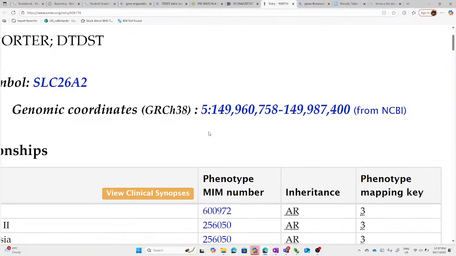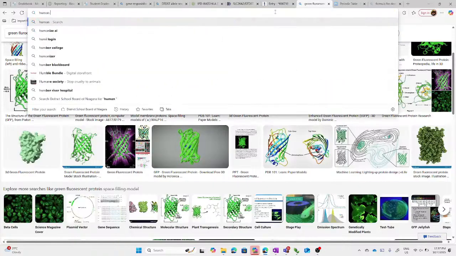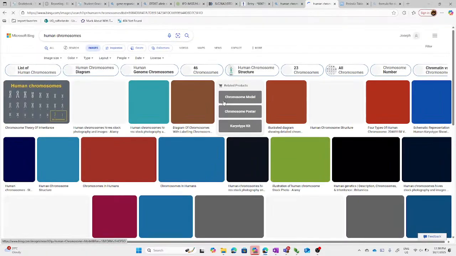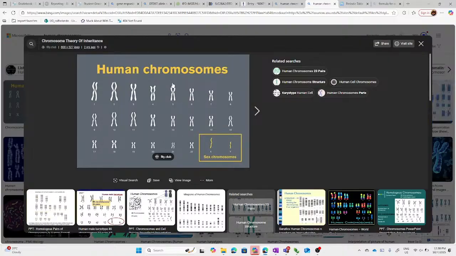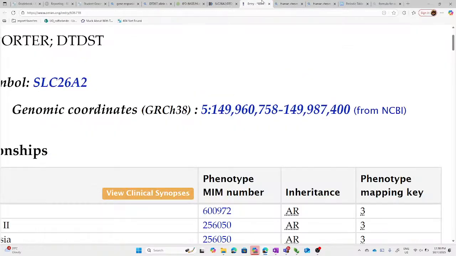Again, how many chromosomes do you have? Yeah, so if you look here, human chromosomes, we have the 46, but they come in pairs, right? So we have 1 through 23. This one's on chromosome number 5. Chromosome number 5. And how would you count in?